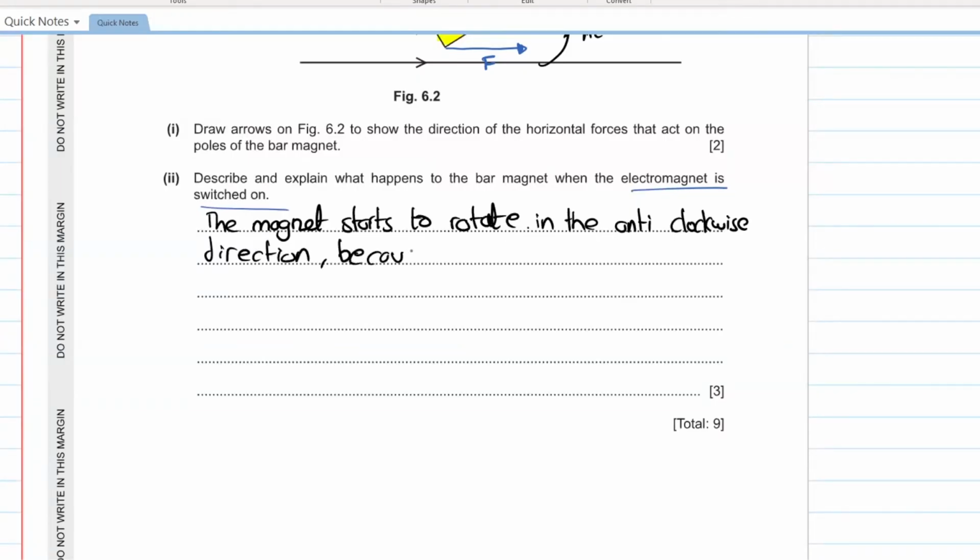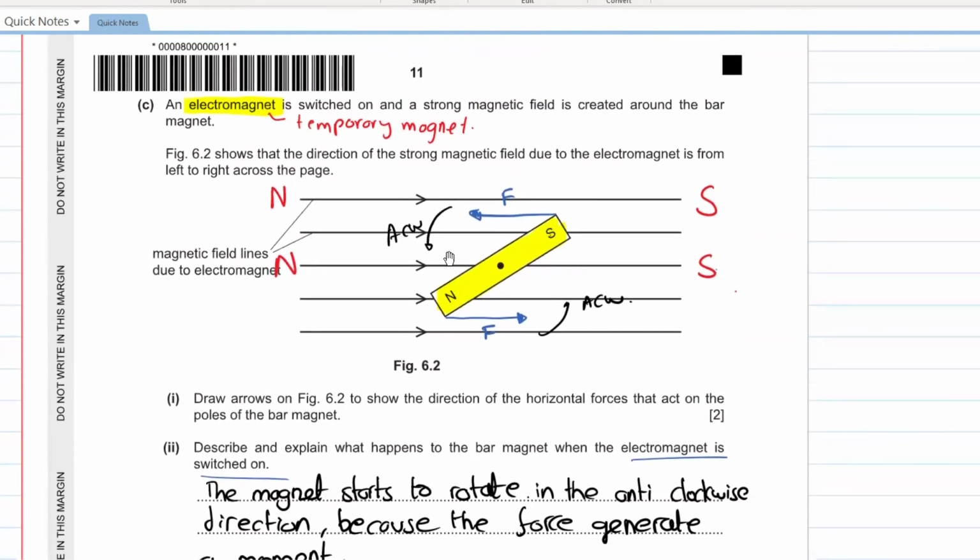Because the forces generate a moment. Okay. Will the magnet keep on rotating or will it stop? Beta, will the magnet keep on rotating or will it stop somewhere? The magnet will stop rotating when we are in a position like this.